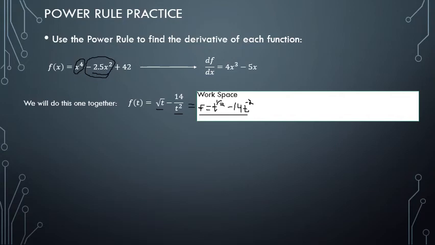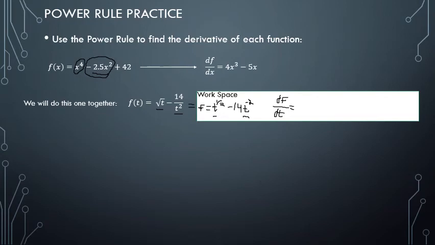So now that we have a nice sort of polynomial here, we can do the power rule. So let's do the power rule to take a derivative. So df over dt, let's take the derivative, equals, one term at a time, remember. We've got two terms here: a t to the 1/2 term and a t to the negative 2 term. Let's start with the t to the 1/2.